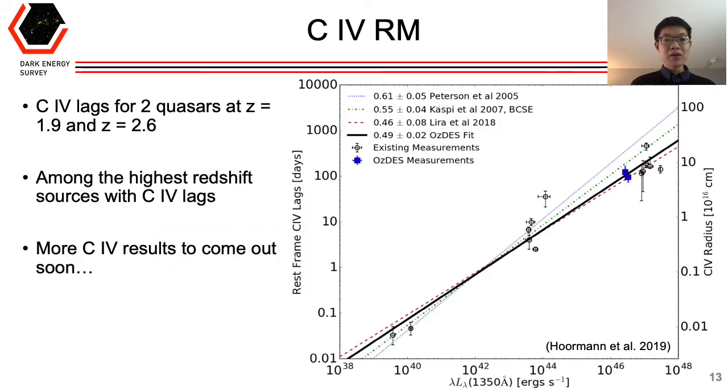We have also published our initial carbon-IV lag measurements in the Hoormann 2019 paper using the first 4 years of data. These two sources are among the highest redshift quasars that have carbon-IV lag measurements. Again, there will be more carbon-IV results to come out in the near future.